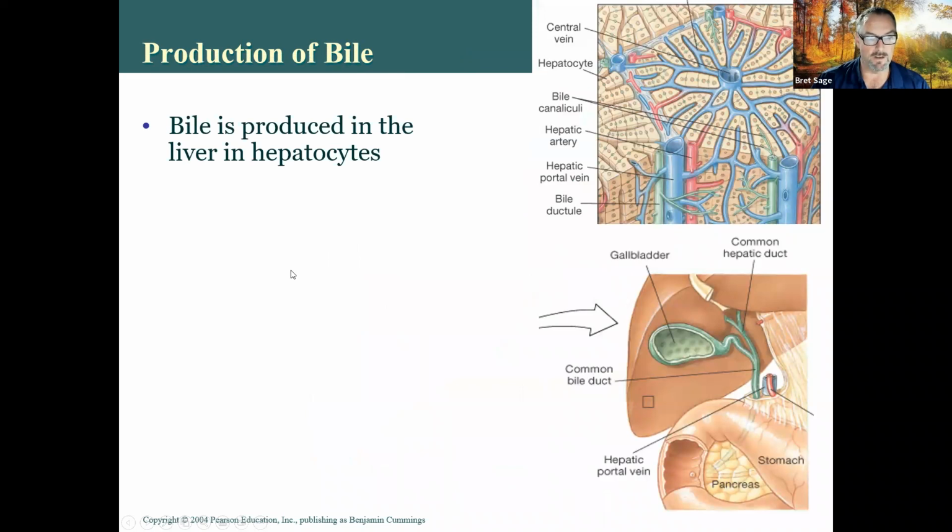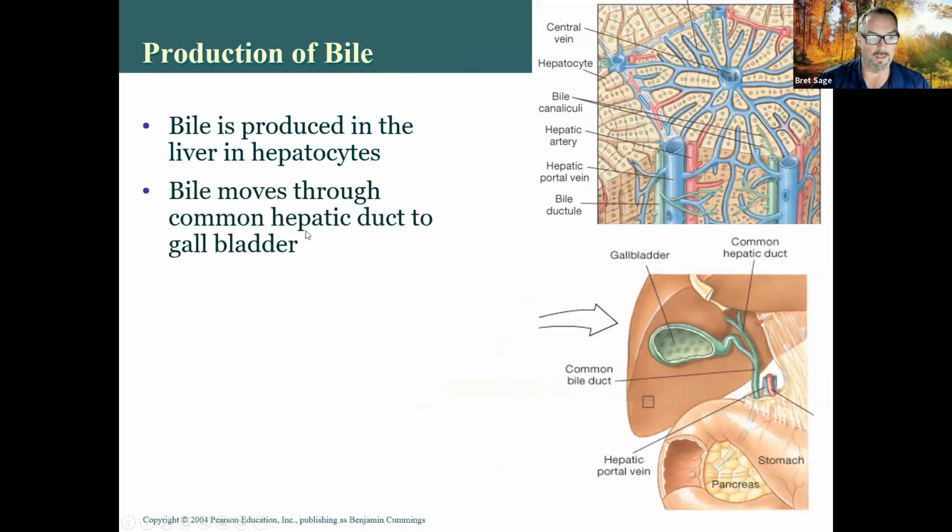Bile is produced in the liver in these things called hepatocytes. Each of these cells is called a hepatocyte. It literally means liver cells. Bile moves through the common hepatic duct, which you can see right here, to the gallbladder, makes a little U-turn and goes up into the gallbladder.